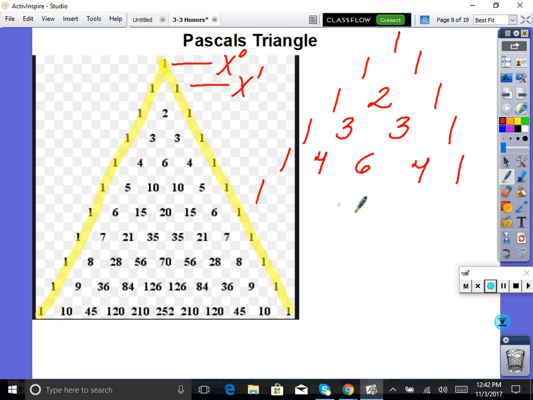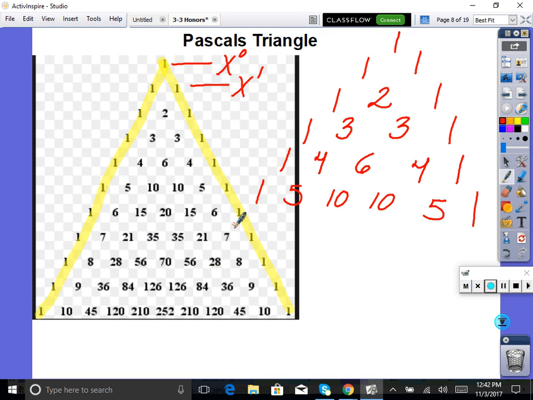Okay, put 1s on your diagonal. 1 plus 4 is 5. 4 plus 6 is 10. 6 plus 4 is 10. 4 plus 1 is 5. Do you see how we can keep going for as long as we need it?